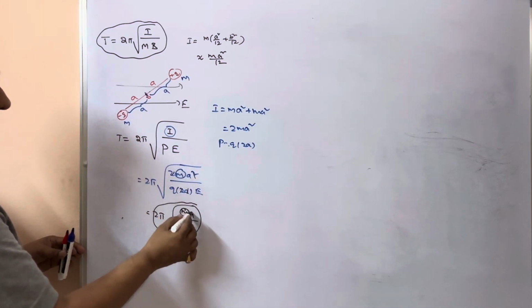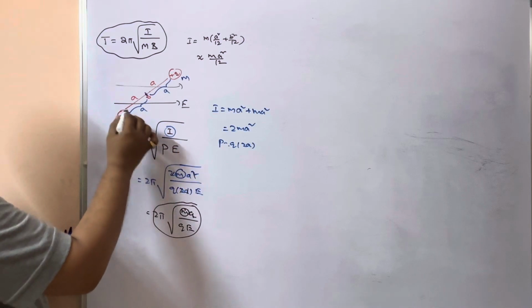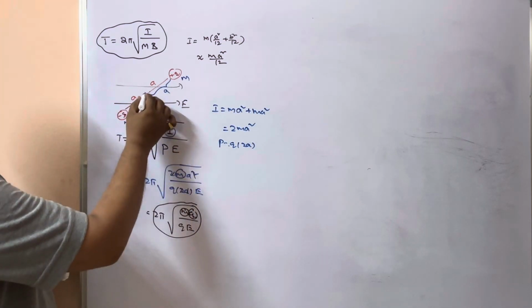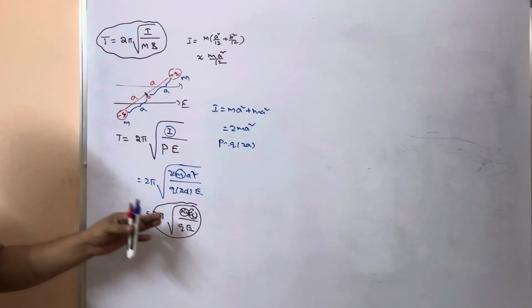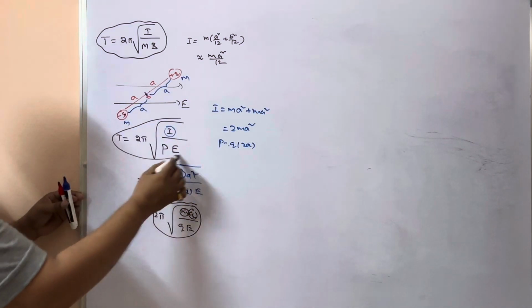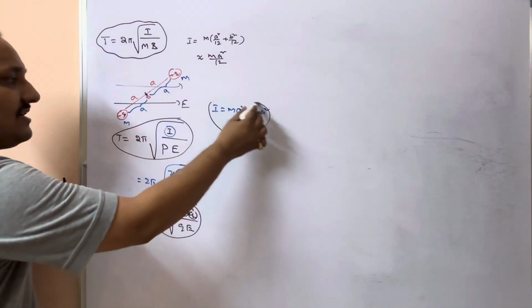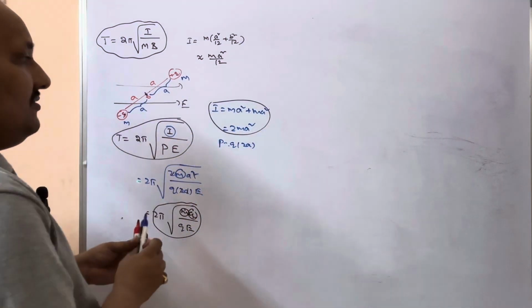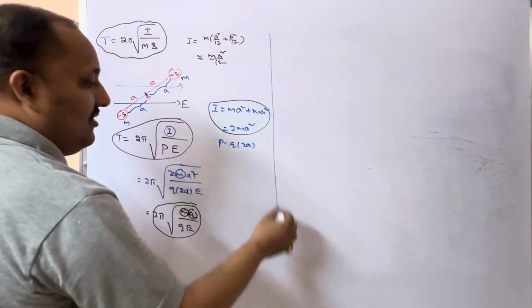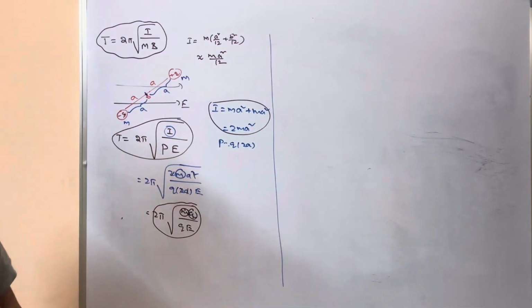Where small m is the mass of one of the charges, and a is the distance from the center O to one of the charges. So try to remember this formula. Once you remember this, the moment of inertia is 2m a square, and the dipole moment you can already remember. If they ask a problem, you will solve it very easily.